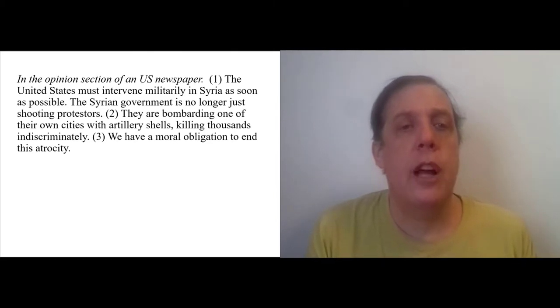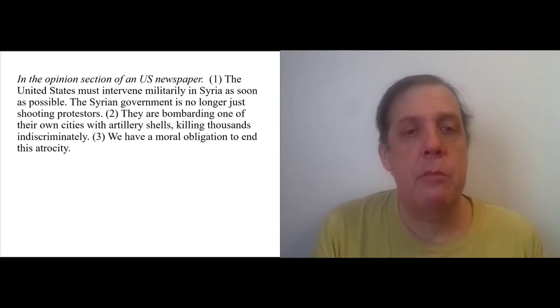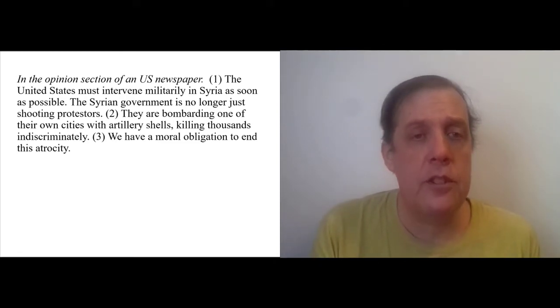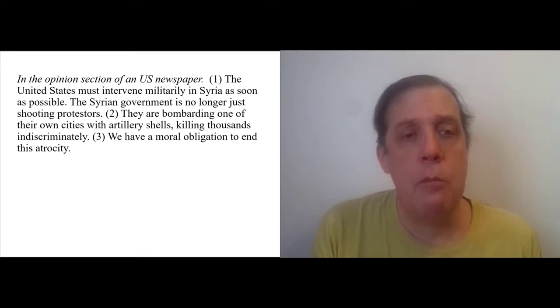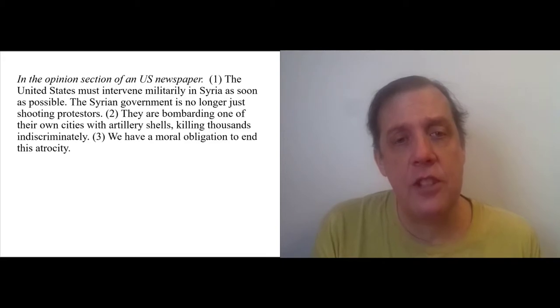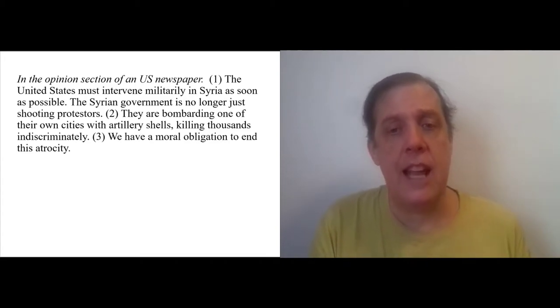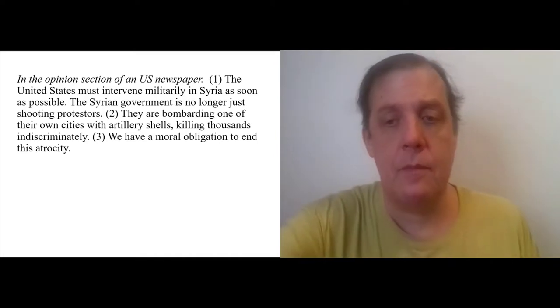Statement 1. The United States government must intervene militarily in Syria as soon as possible. The Syrian government is no longer just shooting protesters. 2. They are bombing one of their own cities with artillery shells, killing thousands indiscriminately. And 3. We have a moral obligation to end this atrocity.